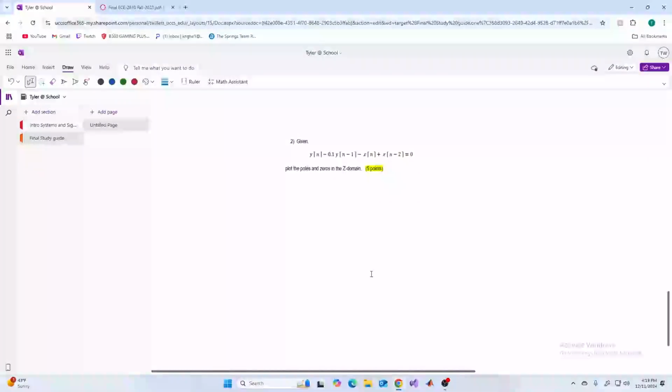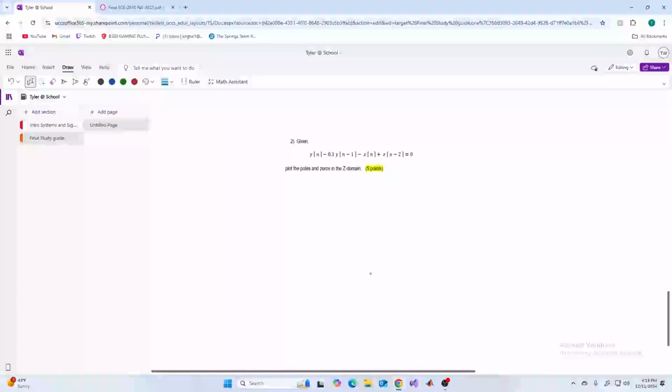Given y[n] minus 0.1 y[n minus 1] minus x[n] plus x[n minus 2] equals 0, plot the poles and zeros in the z domain. So the first thing we need to do is convert all of our y[n]'s and our x[n]'s to the z domain. To do that, we will be given a formula sheet, but I'm going to walk you through it.